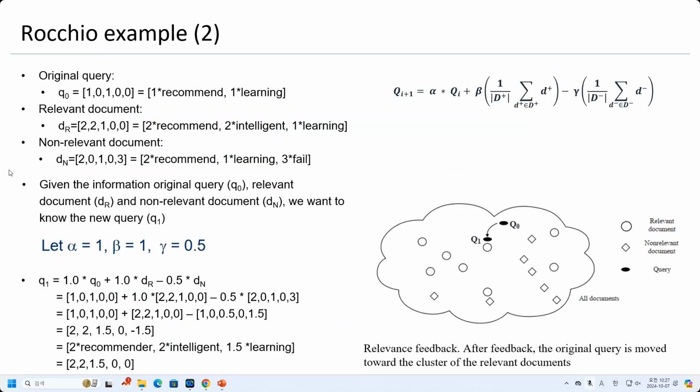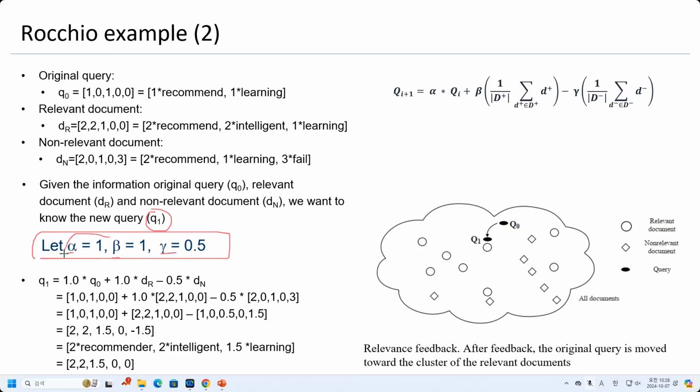Okay, so this is the word before, given the information: the original query, which is Q0, the relevant document, which is DR, and the non-relevant document, which is DN. So we want to know the new query. We want to know what will be the next query, or Q1. This alpha, beta, and gamma is given.